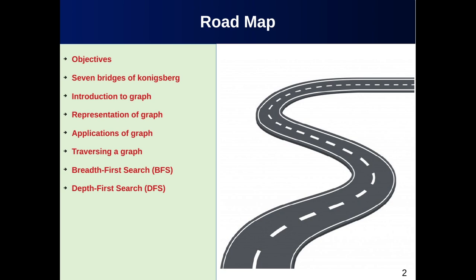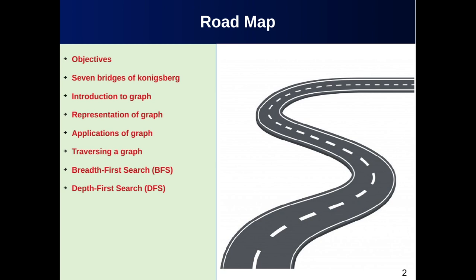We will start this lecture by highlighting the objectives. After that, I will talk about a very historical problem, which is known as the Seven Bridges of Konigsberg. After that, I will introduce you to the concept of graph, different terminologies, and different types of graphs.